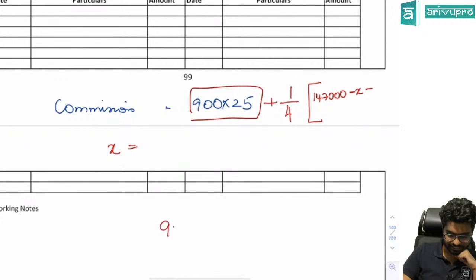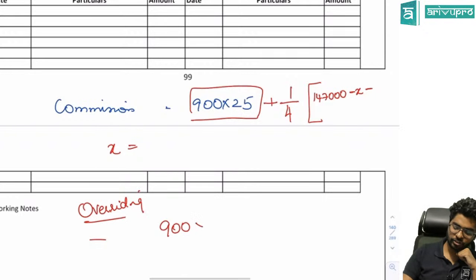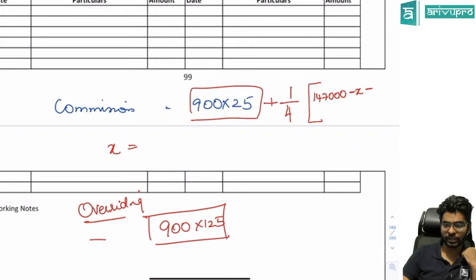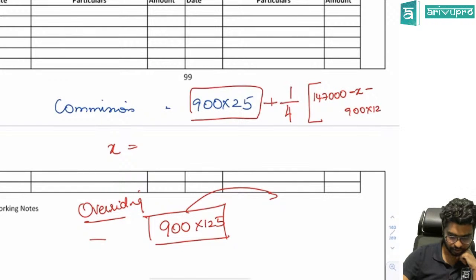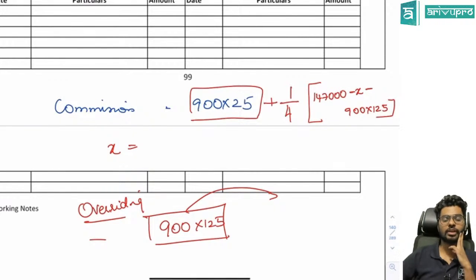Minus, he's saying, guys, this is called the overriding commission. He's telling, boss, if you are selling any unit for more than 125 rupees, you shall take a commission. So I am reducing 900 into 125. Are you clear? That's all the English I know.